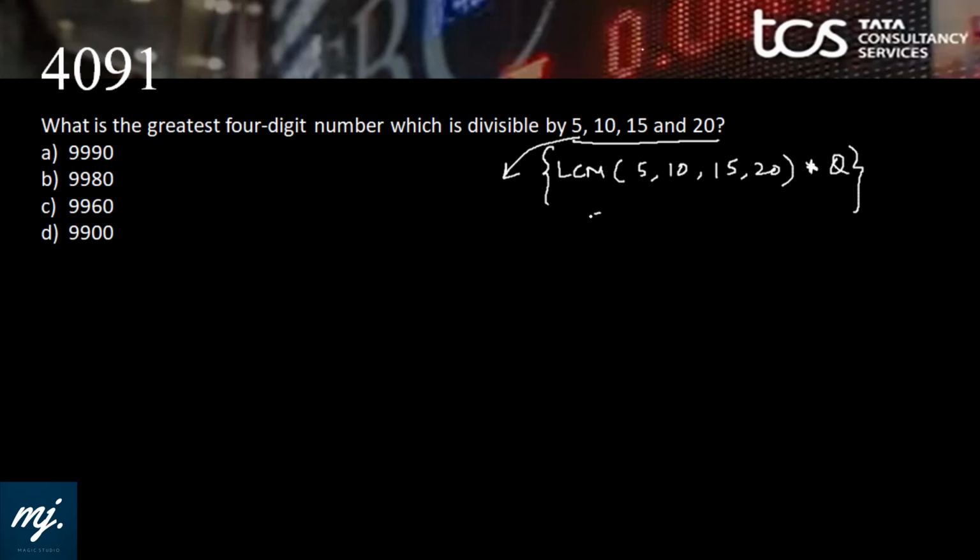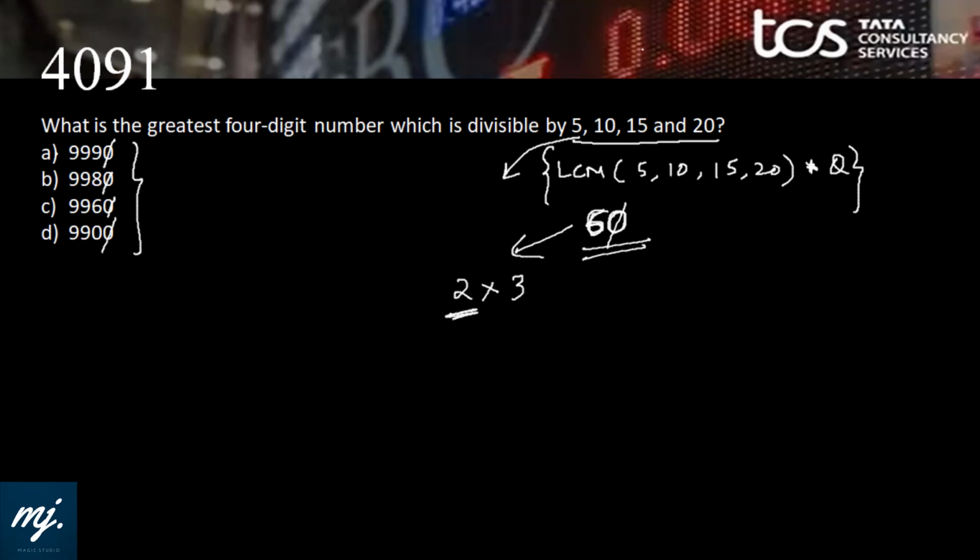Let's quickly find the LCM. 5, 10, 15, 20. LCM is 60. Yes, LCM is 60. That means these options should be divisible by 60. We have got 0 at the end of all options. Now let us remove this 0. Now it should be divisible by 6. That means it is divisible by 2 and 3.